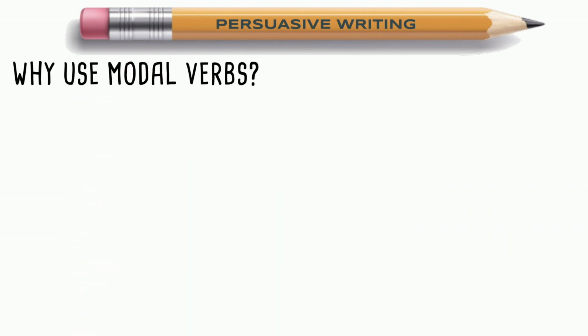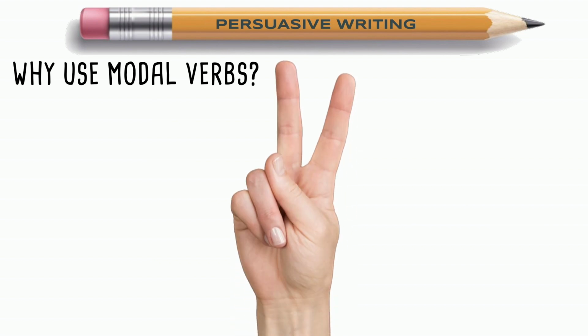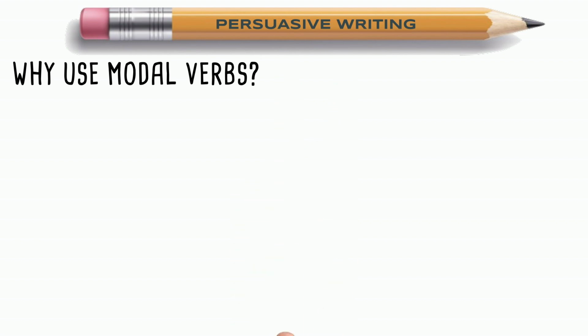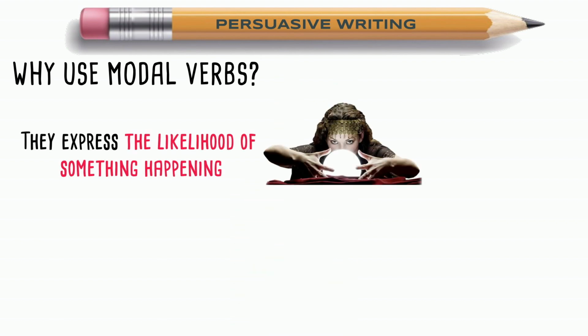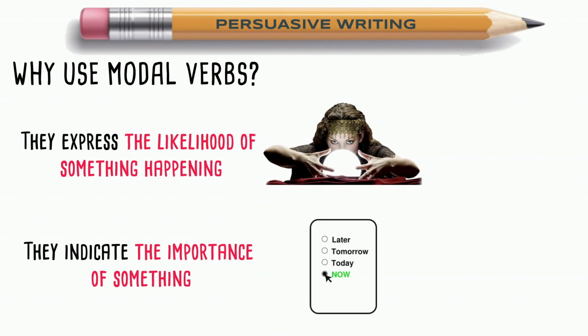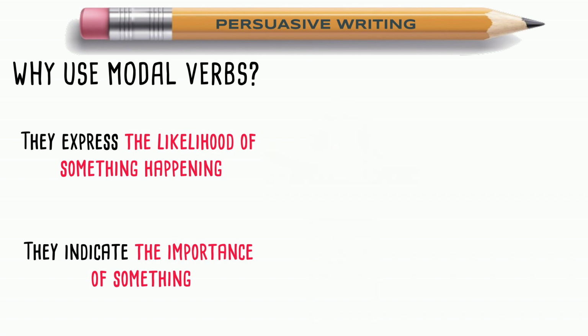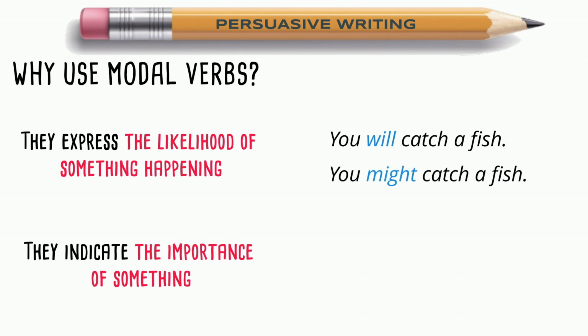Why use them? Modal verbs have many uses, but in persuasive writing, they serve two main functions. They express the likelihood of something happening. They indicate the importance of something. Compare the difference between these two sentences. You will catch a fish. You might catch a fish. Will suggests that there is a strong likelihood of catching a fish. Might suggests the likelihood is much less.